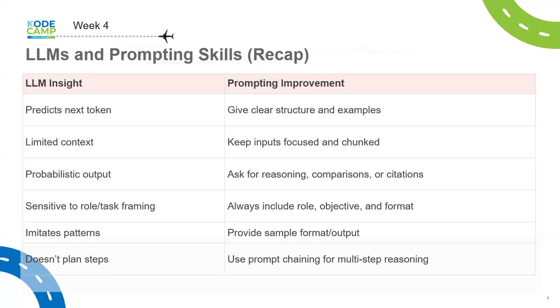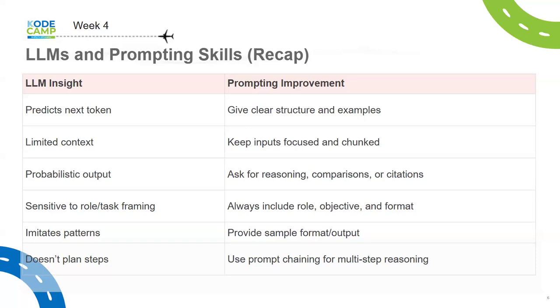It's also sensitive to role and task framing. Even though these days there's a whole lot of system prompts, and some of these models have been so well trained anyway, that you don't always need to tell it you are a senior engineer or a junior engineer, even with that, it is still a good idea to frame the scenario, the context. The context matters so that it is able to generate what fits into that context. So always include the role, the objective, and format in your prompt. Then it imitates patterns. So always provide a sample format. We'll talk about that when we're talking about structured output.